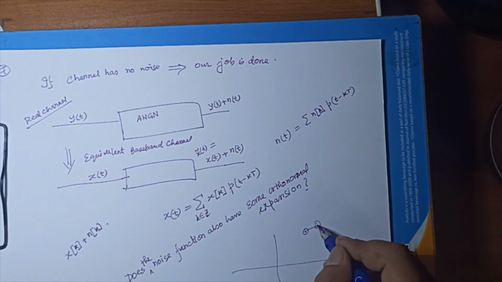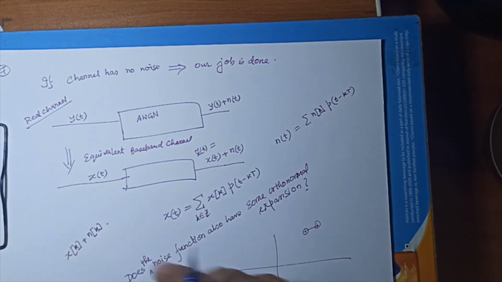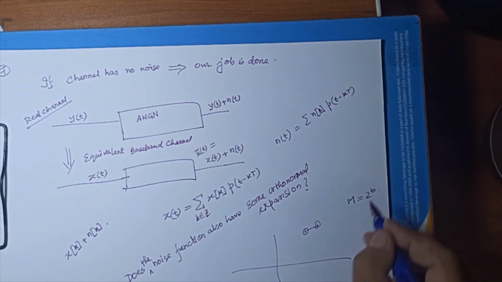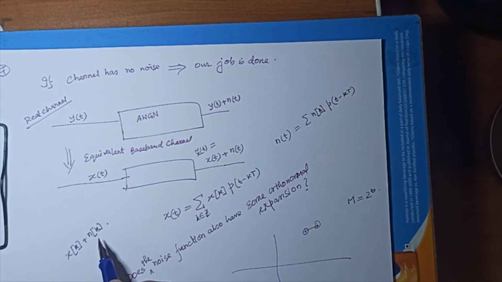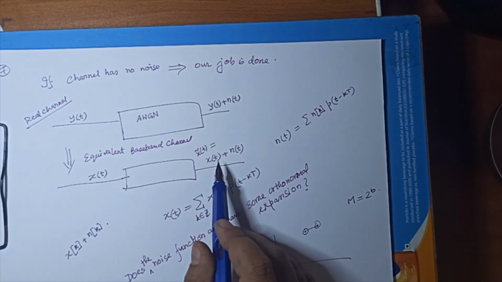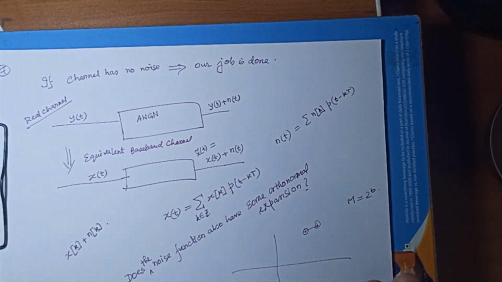So that will create a problem, because without the noise we know that the number of possible symbols is M, equal to 2 to the power b. That is the total number of possible symbols in the constellation. But whenever this n arrives, this n is a continuous random variable. So that makes the possible number of symbol outputs uncountably infinite.